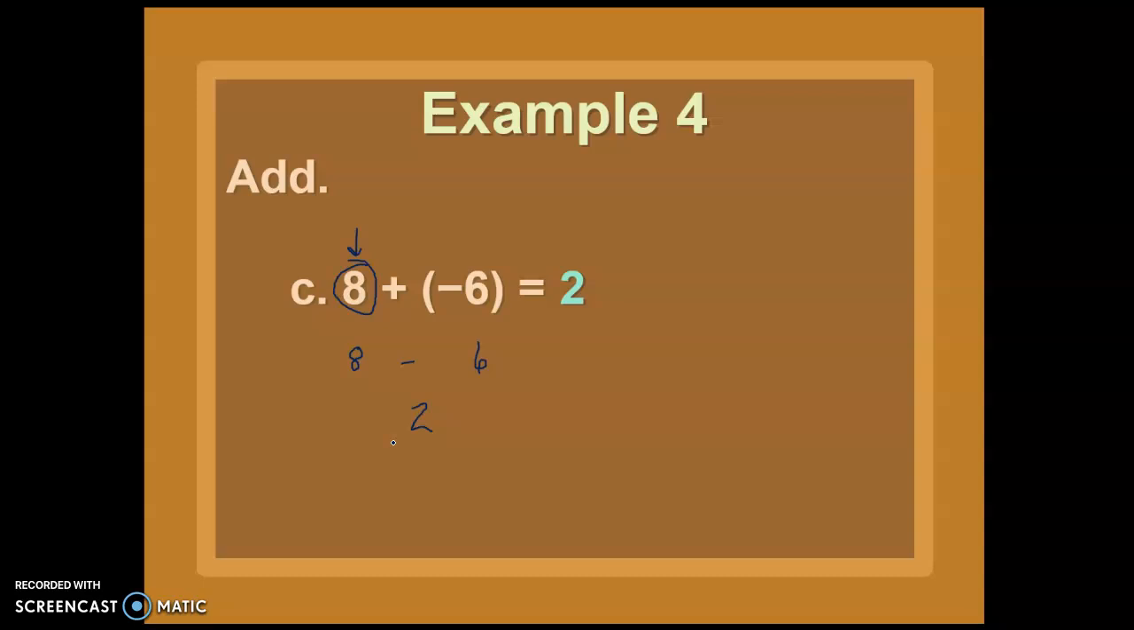Again, if we're thinking about this logically, on a number line, we would go right 8 and left 6. We would go right 8 times, but we would only move backwards, or move left, 6 times. So I've got more positives than I do negatives. So it makes sense that my final answer is going to still be on the positive side of the number line.